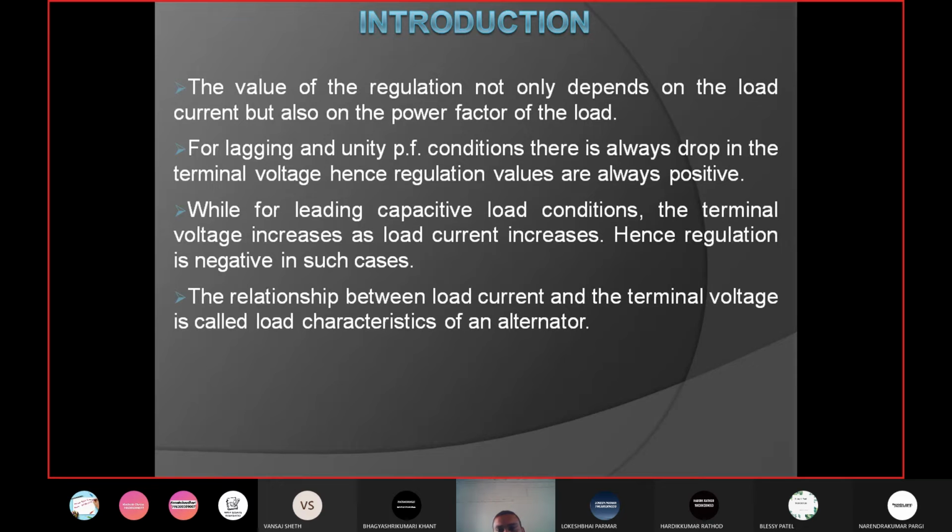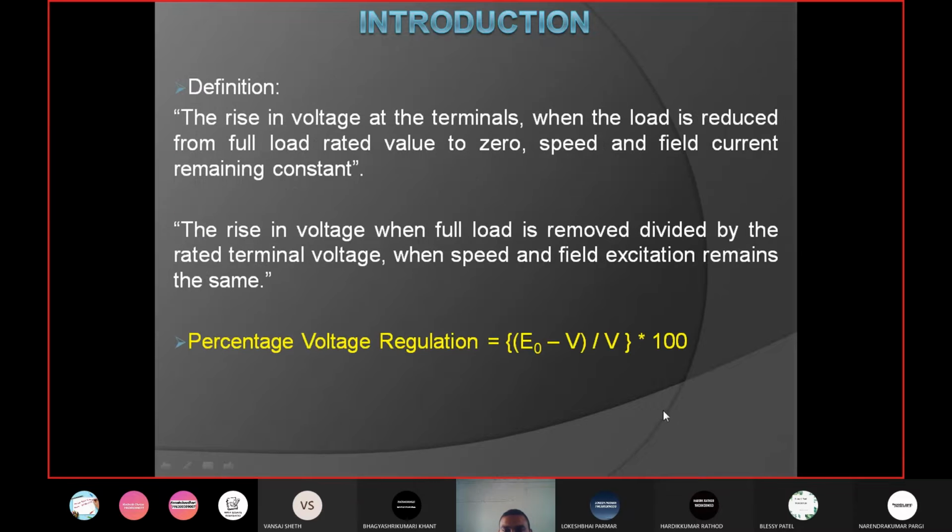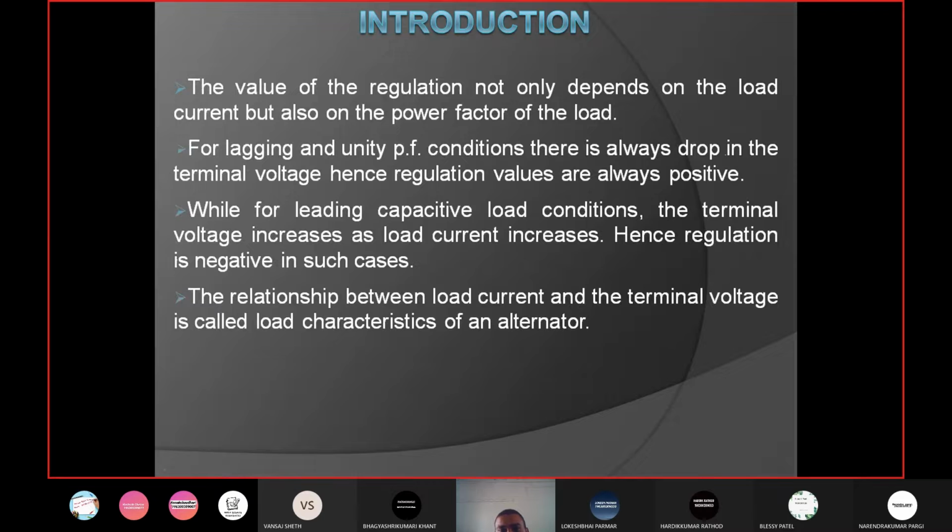Okay, while for leading capacitive load condition, what happens? The terminal voltage increases as load current increases. Okay, in this situation it is different. It does not look like inductive and resistive load. In capacitive load condition, when load increases, load current increases, and due to it the terminal voltage increases. Okay, so here as the terminal voltage increases, E0 minus V becomes negative. So for capacitive load condition, the voltage regulation is negative.